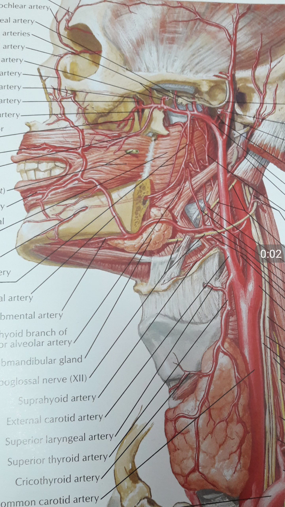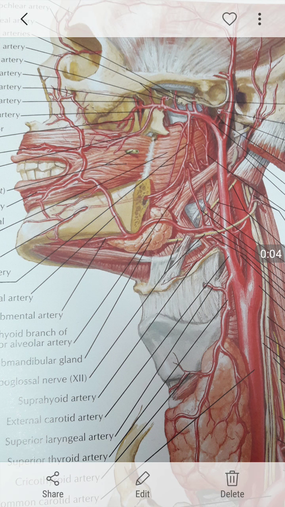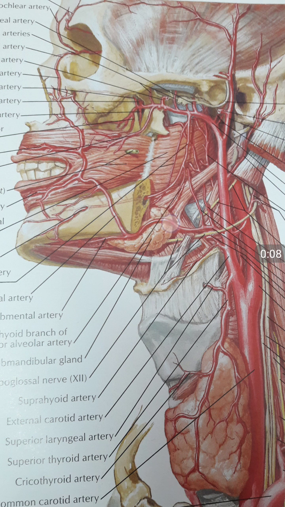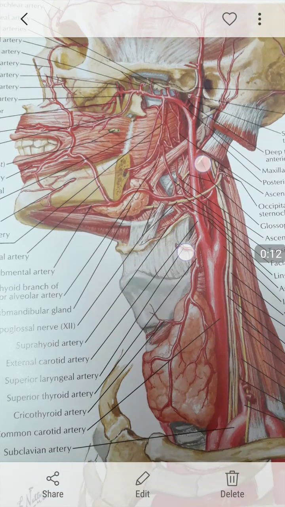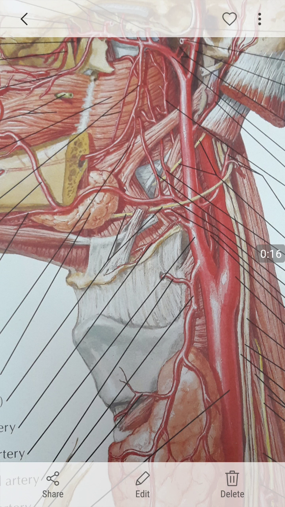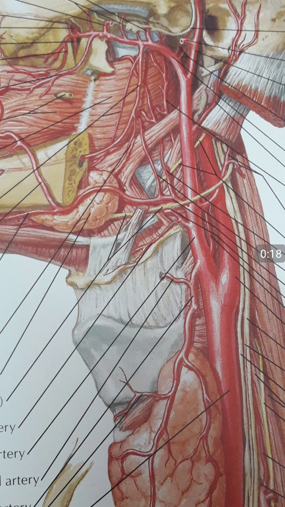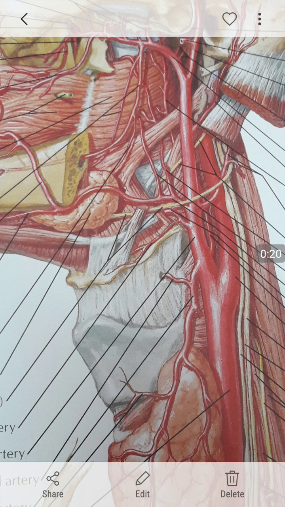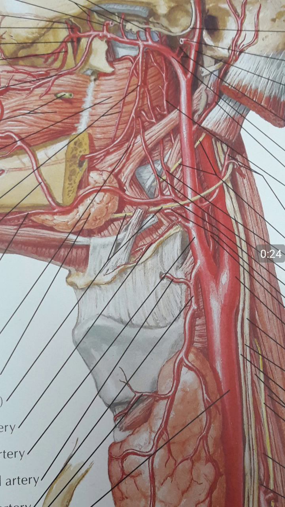Blood supply of the face mainly comes from the facial artery. This is the facial artery here, you can see its tortuous course. The facial artery is a branch of the external carotid artery, just above the greater cornu of the hyoid bone. This is the hyoid bone. We have got the facial artery.